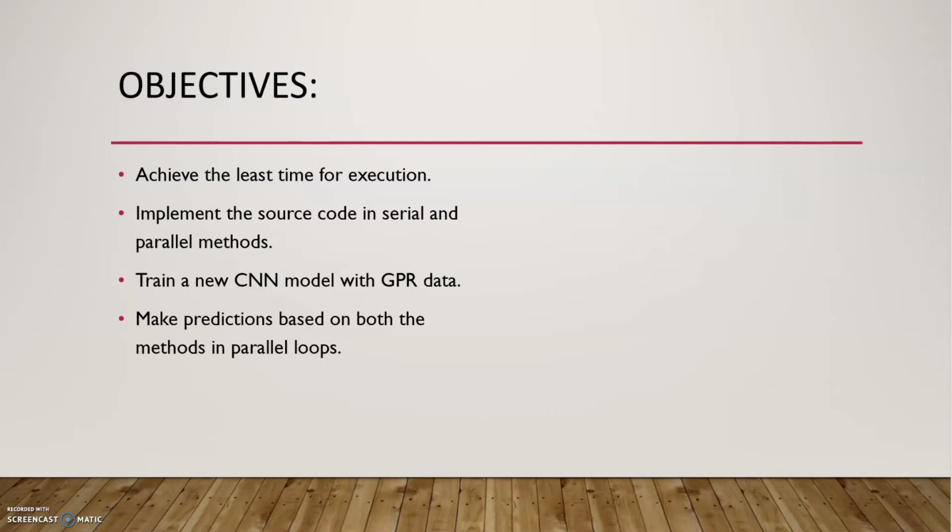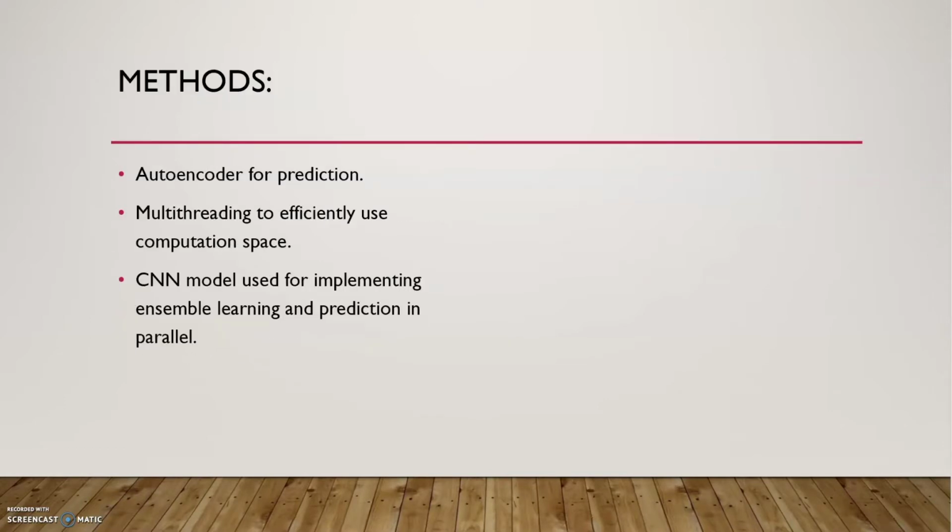As Sir has suggested to implement ensemble learning, we have trained one more CNN model on the data to make observations on both results. And coming to methods, we used autoencoders as the primary model to implement in both serial and parallel. The problem we faced in this model is that memory occupied is full and the GPU is not used at full. So we made memory constant and used the GPU at full by multi-threading.